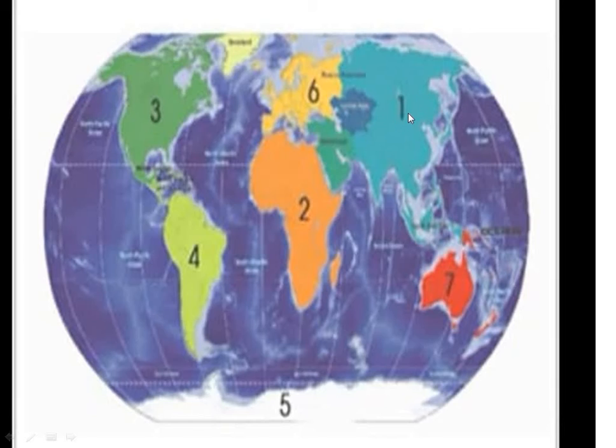See children, this is Asia, Africa, Australia, Europe, North America and South America. These are the 7 continents on the earth. Yes children, Asia is the largest continent. Then which is the smallest continent? Australia is the smallest continent. Asia is the largest continent. Australia is the smallest continent, children.